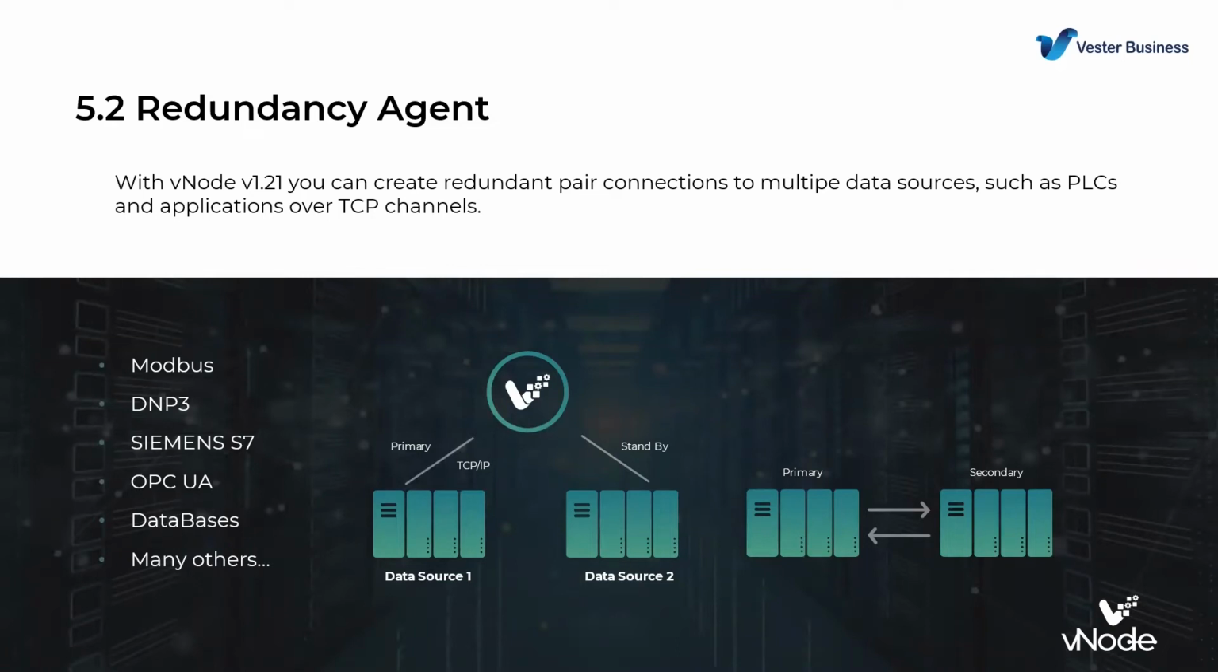If you have two controllers from Schneider, two Siemens S7 controllers, or, I don't know, two OPC UA servers, and you need redundancy because your critical environment is very important to you, and the data is very important to you, you can set up the Redundancy Agent module and perform redundancy between channels. Okay, this is a good way in which you can do it using Modbus, DNP3, Siemens, OPC UA, databases, of course, and many others like REST API or even MQTT channels. This part is a brand new module added to the core in 1.21.